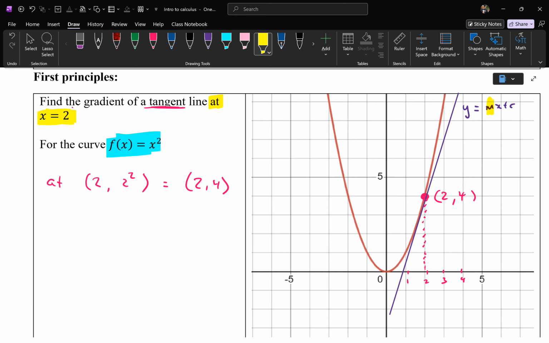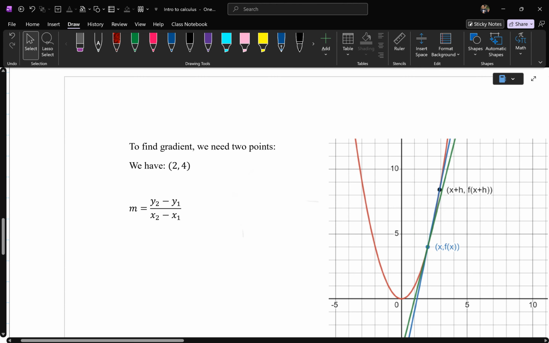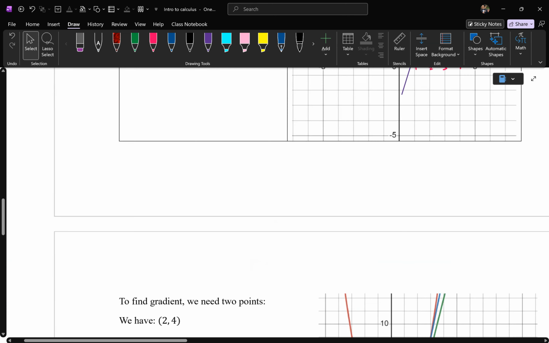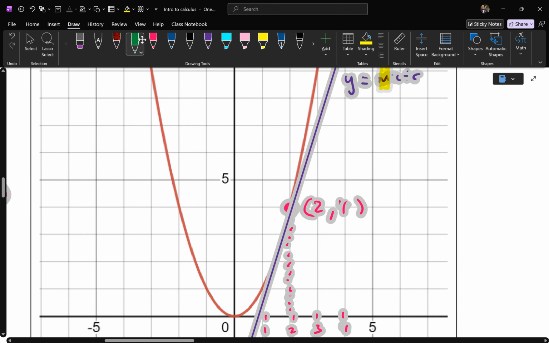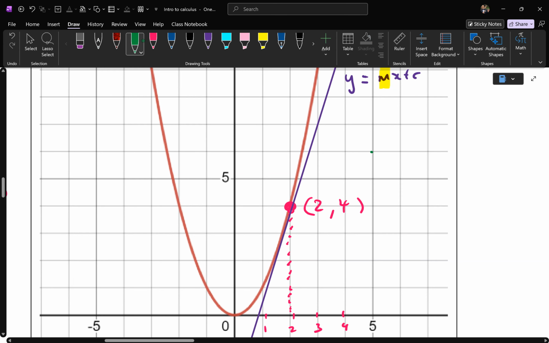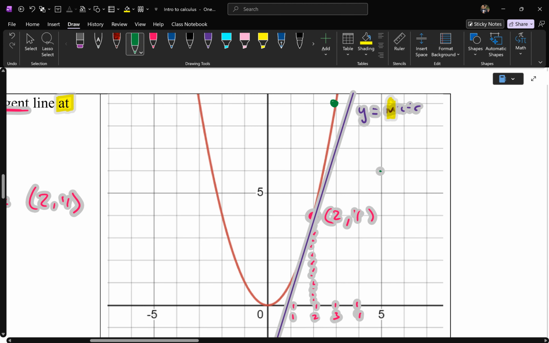So what do we do? We pick a second point. I didn't have a second point, so I'm going to make up one now. Let's pick the next one. Let's pick 3. At 3, it should be right above here. So here's my second point.